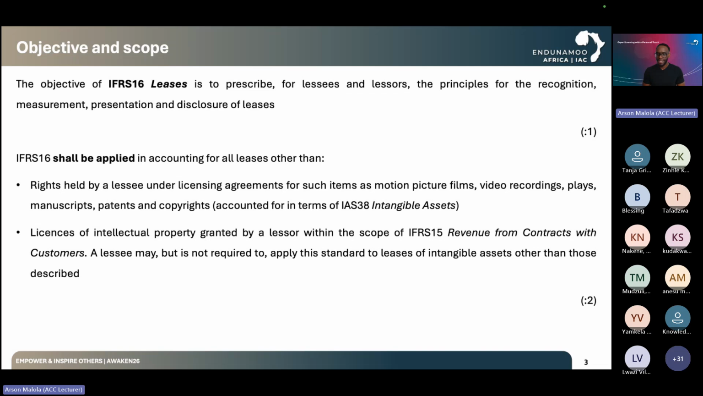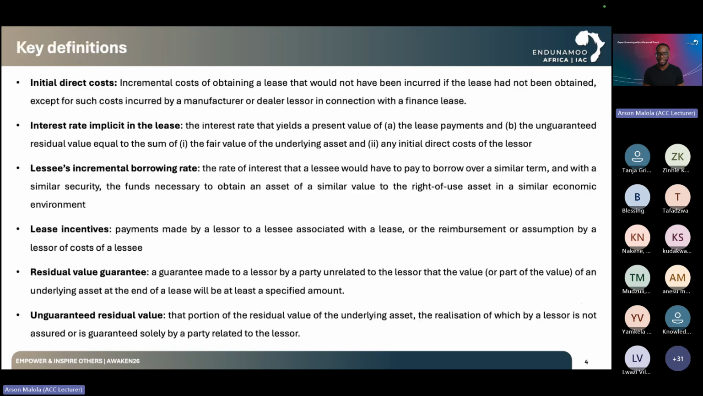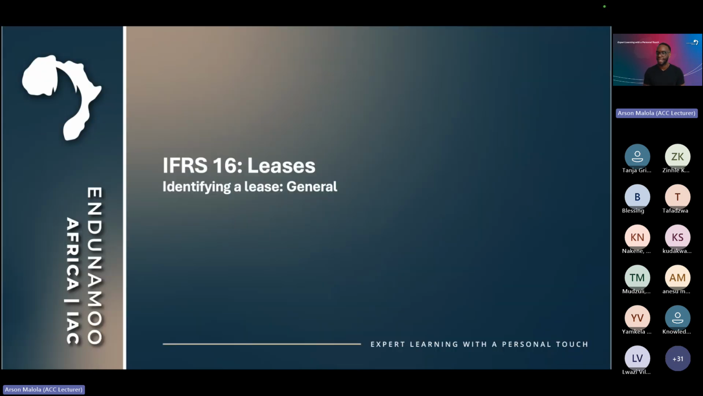Of course, it's always important to understand the objective of a particular accounting standard. I'm not going to work through that, but make sure you're comfortable with the objective of IFRS 16, and also some scoping exclusions that are relevant with regards to intangibles and licenses that are dealt with in IFRS 15. I'm not going to run through all the definitions on this slide, but we'll come across them as we go along, and as we go through definitions, I'll let you know the pieces that examiners like testing.